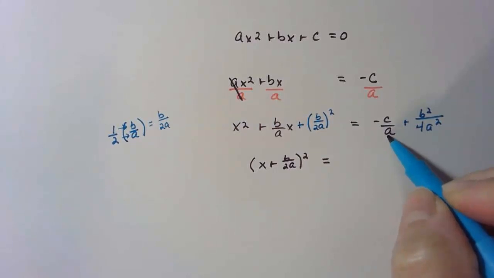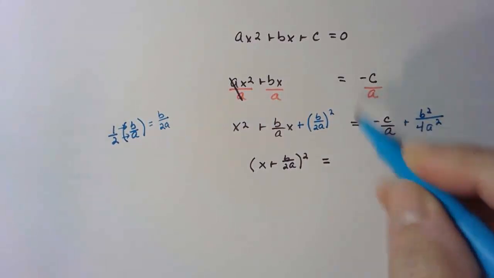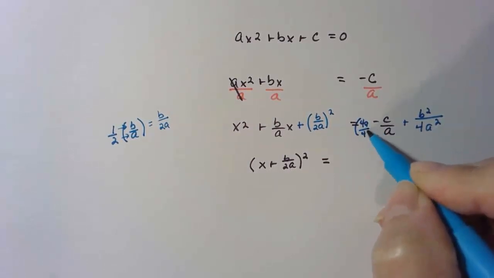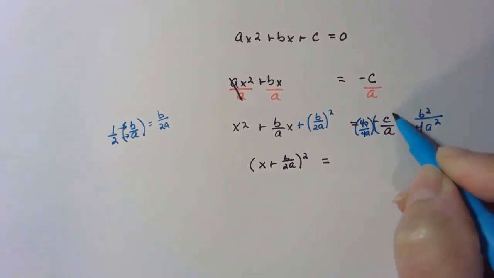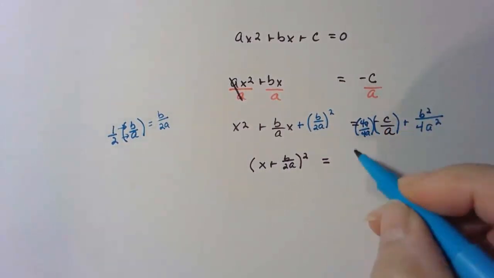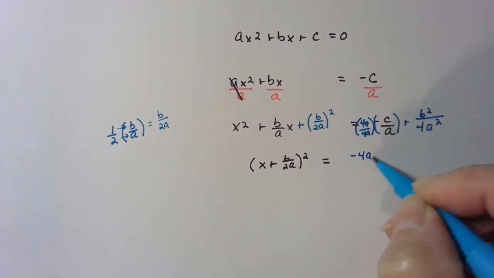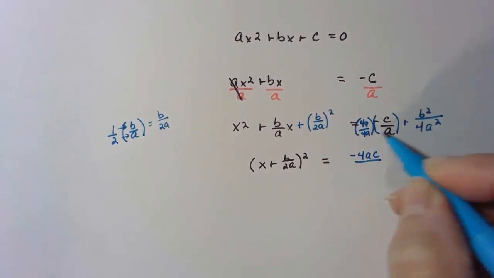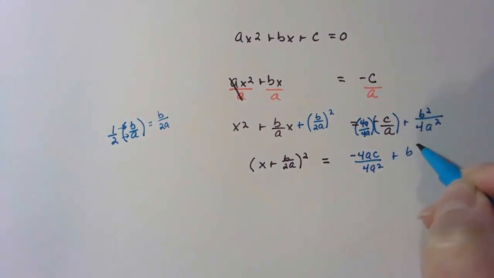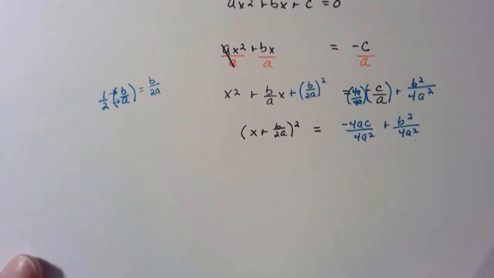Well, what's missing here? A 4 and another a. So if I multiply up and down by 4a over 4a, like so, remember this is a product, okay? Then what I get is 4a times negative c gives me negative 4ac, and in the denominator I get 4a times a is 4a squared. And I'm just going to bring this guy down here to show you that now my denominators are the same.